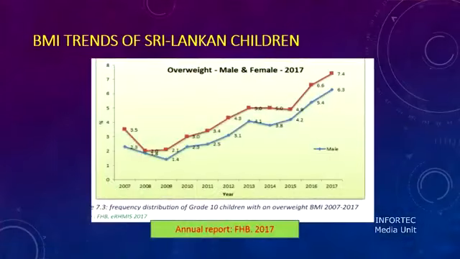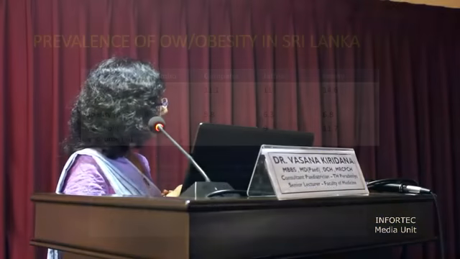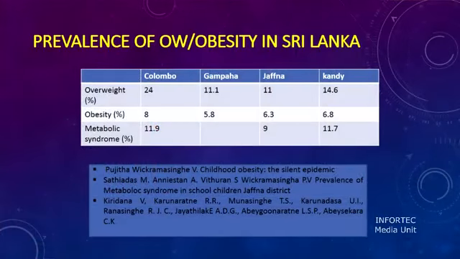And we have done some prevalence studies in various districts. Very high overweight prevalence is found in Colombo compared to Kandy. This Kandy school survey was done over the past 2 years. It involved 14 schools in Kandy, and we found the prevalence of overweight among 14.6% of children, obesity among 6.8%, and metabolic syndrome was prevalent in 11.7% of them. Right? Metabolic syndrome, compared to international figures, is about 18% in Western countries. So it's slightly less, but I think we are going there.